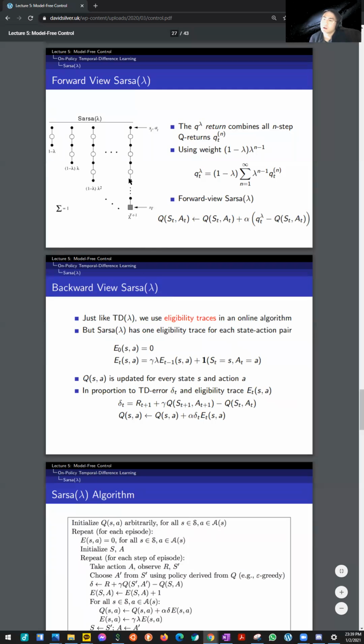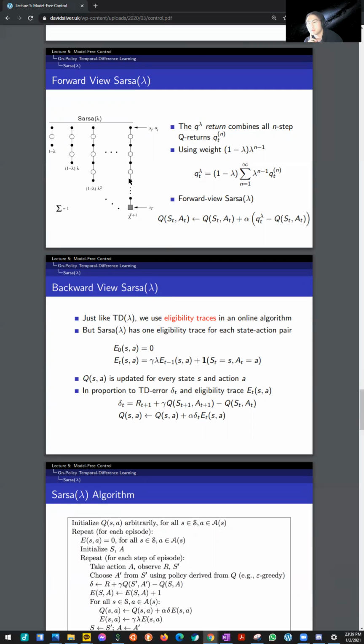I also talked about another implementation detail of SARSA lambda, which is the backward view instead of the forward view, because the forward view suffered from being offline. It has the disadvantage that it can't do online learning. They introduced an algorithm called backward SARSA lambda.